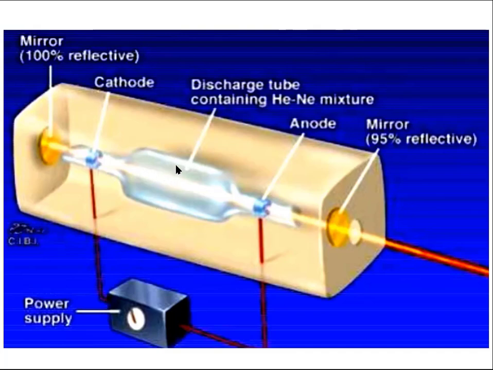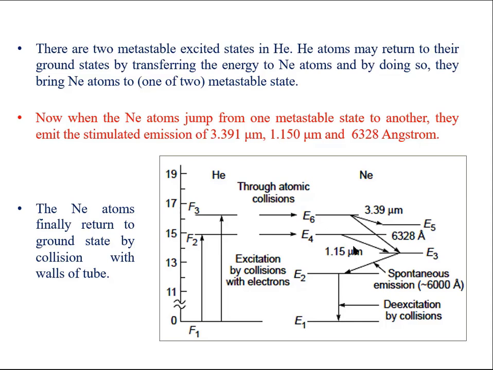This is the schematic of the system. Here, this is the quartz tube filled with helium and neon gases. This is the power supply for the electrical discharge in the tube, and these two mirrors are providing the laser cavity, and the laser emerges out from the side of the 95% reflecting mirror. Let us discuss the mechanism of helium neon laser. The lighter helium atoms are more easily excited than the neon atoms.